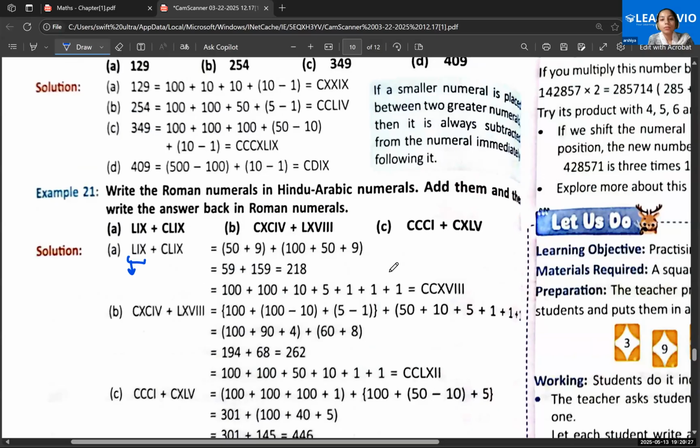Means first we have to add those both numbers by making them in number form. First, you make them in number form. Two numbers are given, right? In the first one, it's LIX plus CLIX. So LIX, first you convert this into a number, then you convert this into a number. Okay, now you have two numbers, 159.